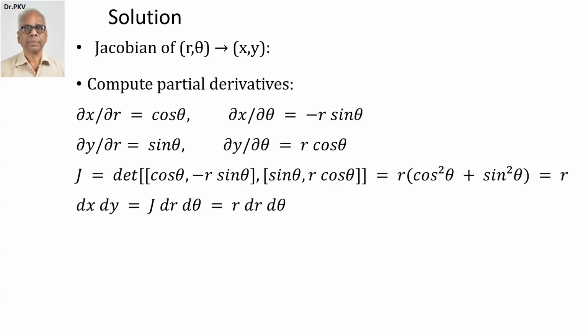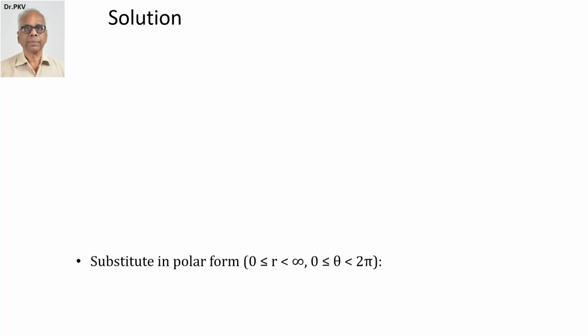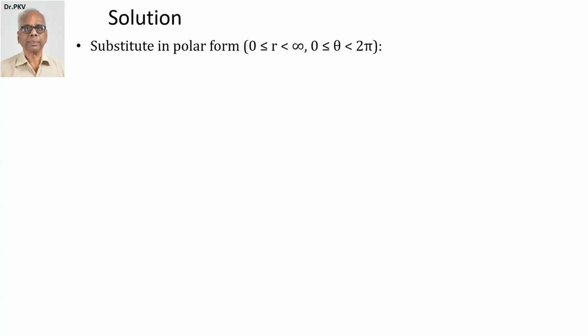So, substituting in the polar form, the domain of r is 0 to infinity, the domain of theta is 0 to 2 pi, and therefore I squared, which is a double integral, is the integral from 0 to 2 pi of the integral from 0 to infinity of e raised to the power minus r squared, r dr d theta.